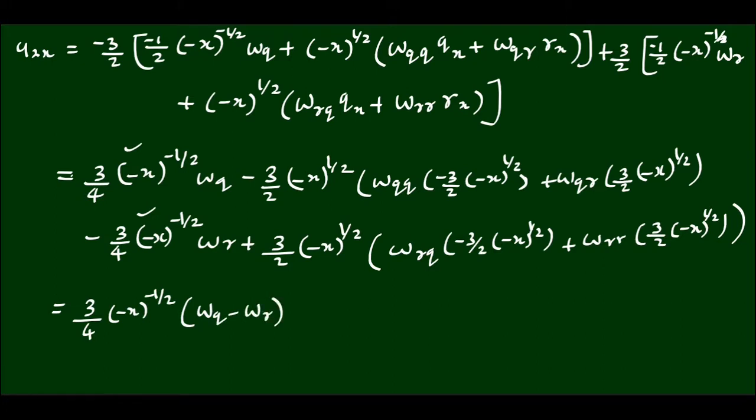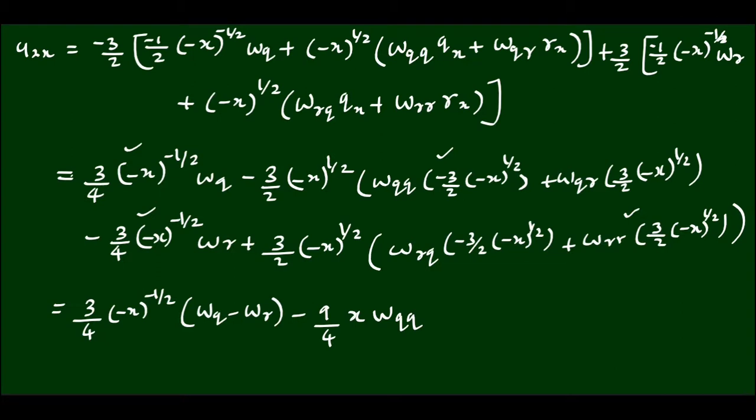Okay, now we can write this term. Minus 3 by 2 into minus 3 by 2 will become 9 by 4. Minus x raised to 1 by 2 into minus x raised to 1 by 2 will become minus x. So this plus becomes minus, and into wq.